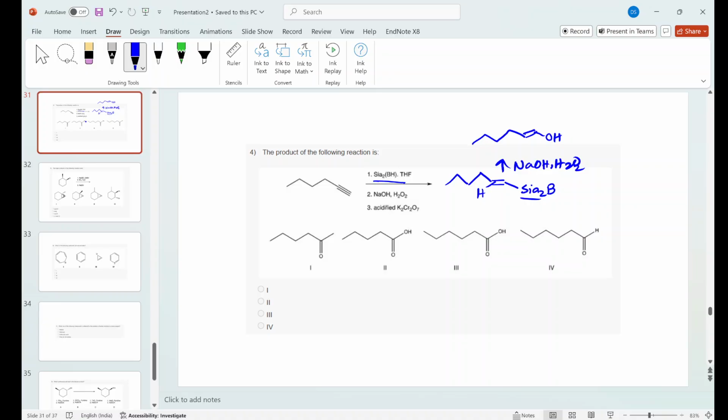So this can be tautomerized. Okay, this can tautomerize to the aldehyde. Okay, and then you are oxidizing it to the carboxylic acid. 1, 2, 3, 4, 5, and 6, OH. So just let me see. Yeah, this one would be the answer. 3.